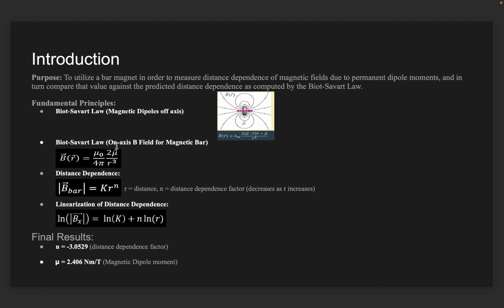We have the Biot-Savart law for the on-axis B field of our magnetic bar, which is going to be our system right here. We have the distance dependence formula to relate the magnitude of the bar to distance and our factor n. We have our linearization of distance dependence in our graph, and we'll get to that later. Some example of our final results is n equals negative 3.05, and our mu, or our magnetic dipole moment, was 2.406 Newton meters per Tesla.